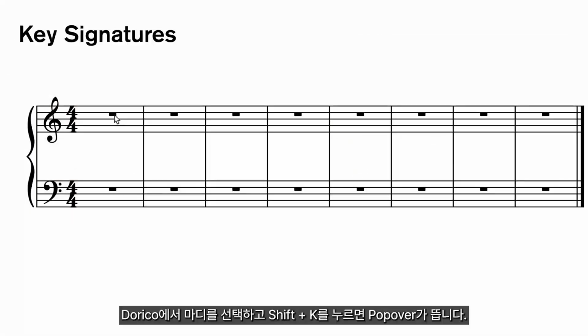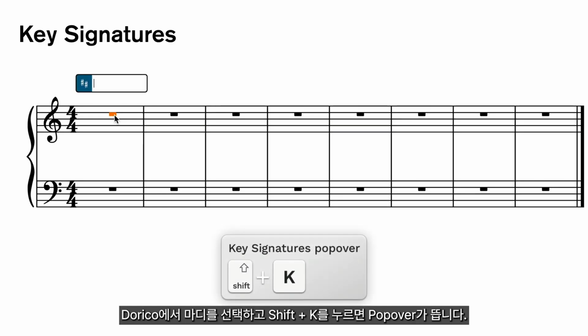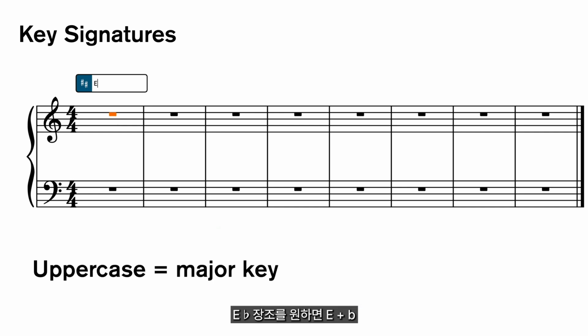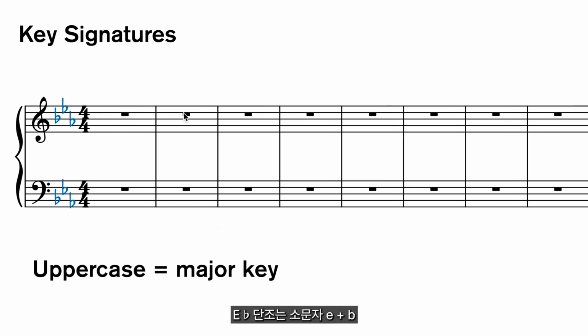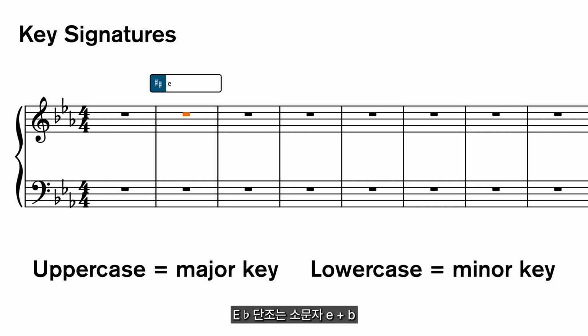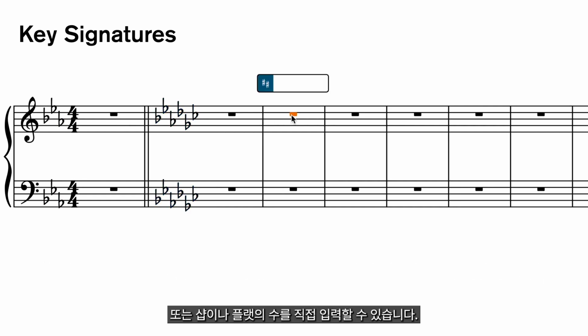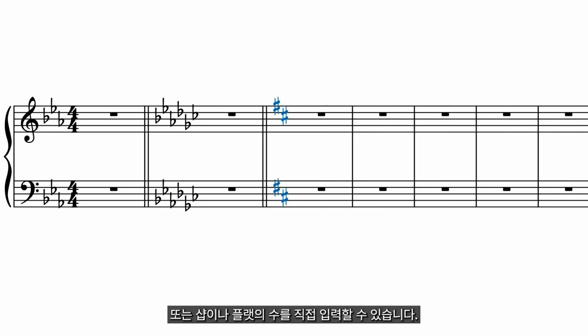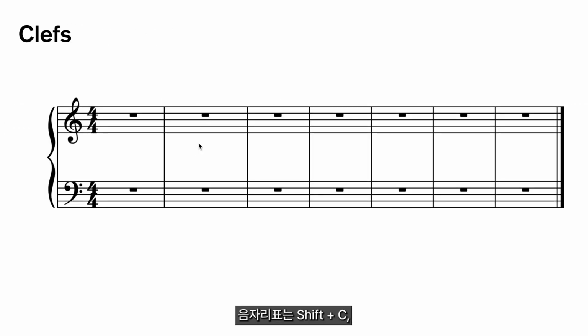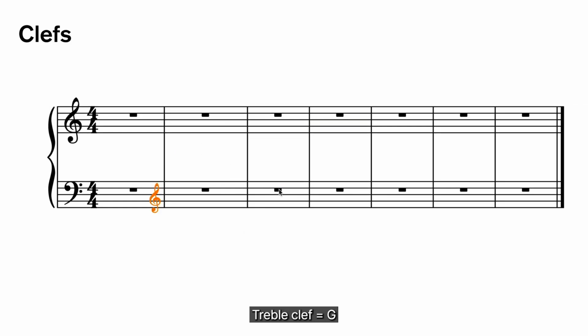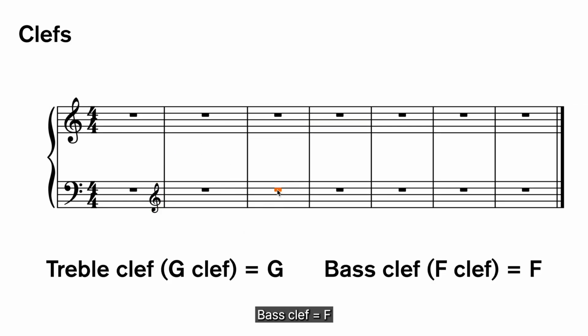In Dorico, select a bar and type Shift-K, and you are presented with a popover. If you want E-flat major, type capital E and a lowercase b. For E-flat minor, lowercase e and lowercase b. Or you can type in the number of sharps or flats. For clefs in Dorico, it's Shift-C. Now you just need to know what to type in. For treble clef, it's G. For bass clef, it's F.